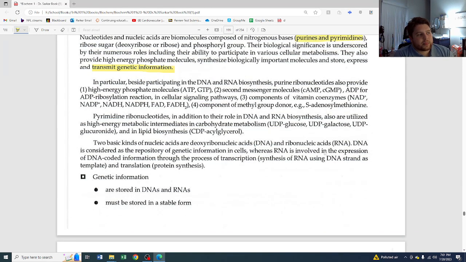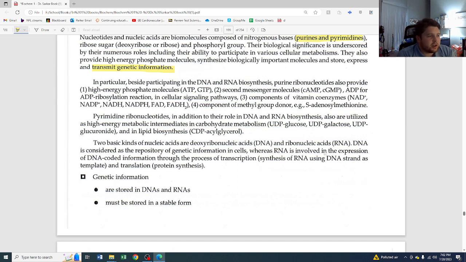In particular, besides participating in the DNA and RNA biosynthesis, purine ribonucleotides also provide high-energy phosphate molecules such as ATP and GTP, second messenger molecules such as cyclic AMP and cGMP. cAMP, we should remember that with our G protein coupled receptors. Obviously, we should remember ATP and GTP. We also have ADP for ADP ribosylation reaction, and also in cellular signaling pathways.